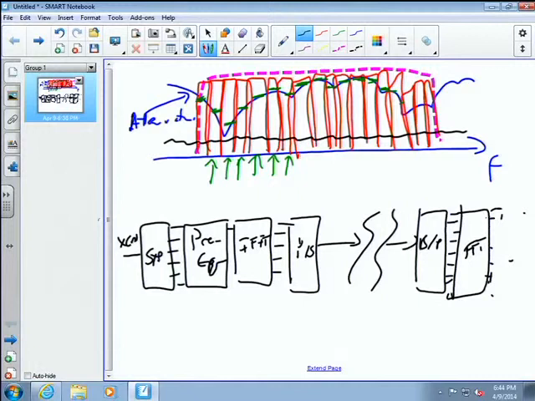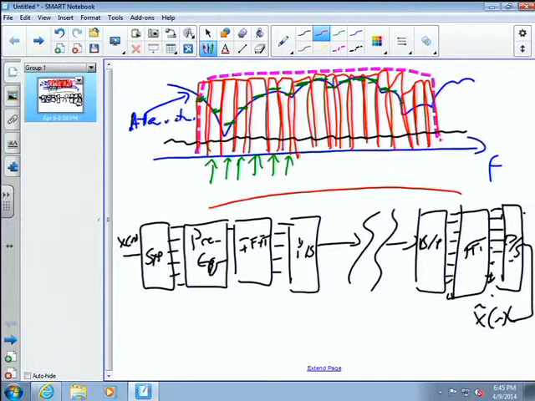And then FFT, you have your pesky noise, you make a decision, you parallel to serial, and then what you get is the reconstructed version of your transmitted signal, right? And what is the Achilles heel of all of this? Overhead channel.